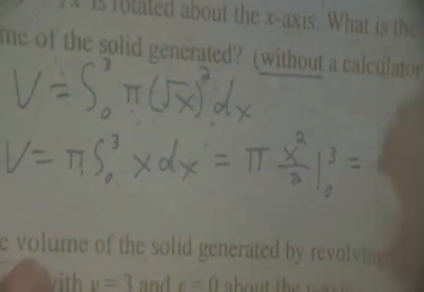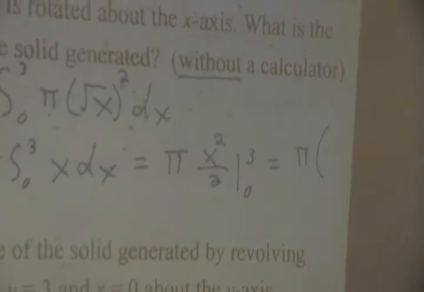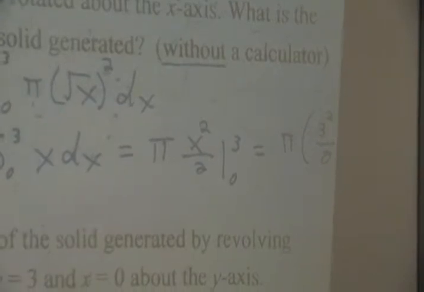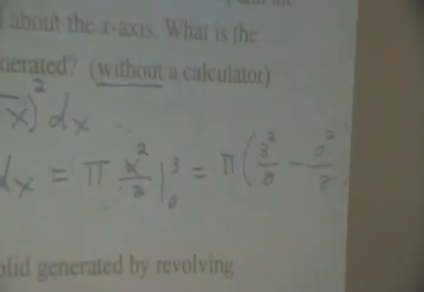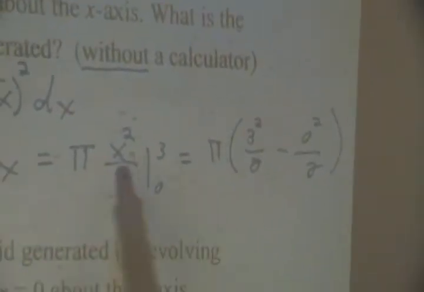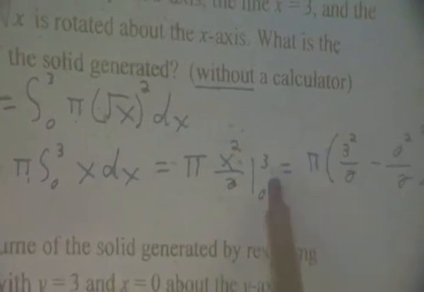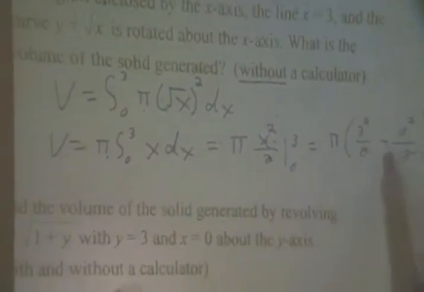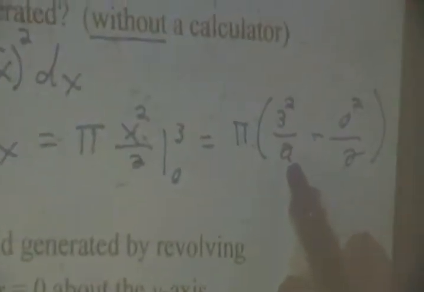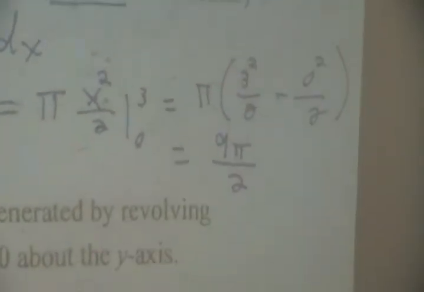Let's just keep the pi out as a constant multiple. I have 3 squared over 2 minus 0 squared over 2. Sorry guys, let me catch up since I had that off the screen. So I've got pi I took out as a constant multiple there, and then I had antiderivative at the upper limit minus antiderivative at the lower limit. So I've got 9 over 2 here. This is just a big old 0. So I have pi times 9 over 2. The pi can go with the numerator, of course, and I have a final answer of 9 pi over 2.